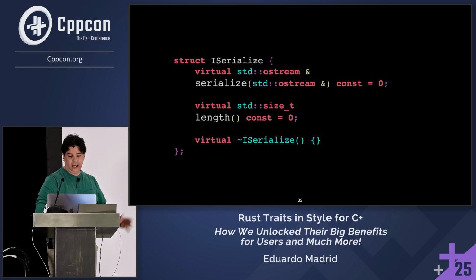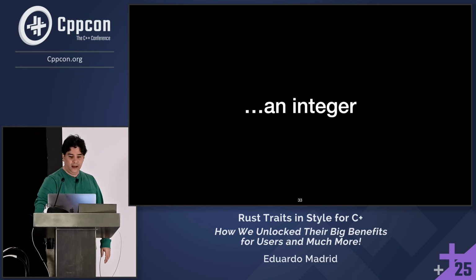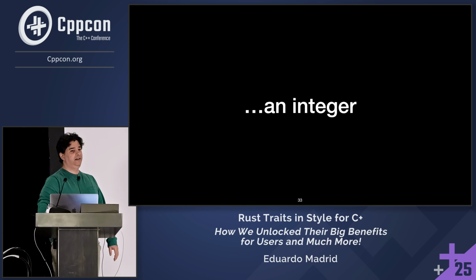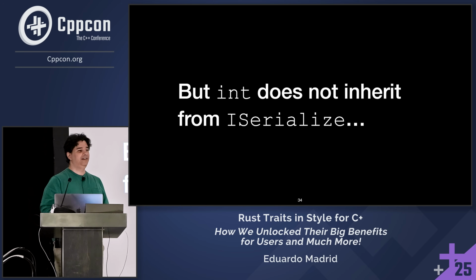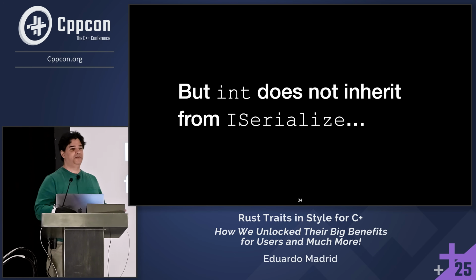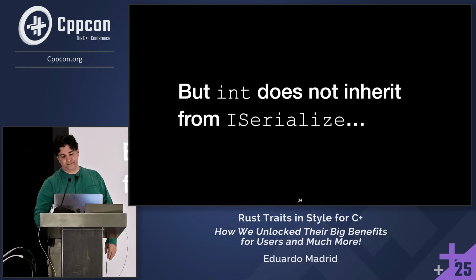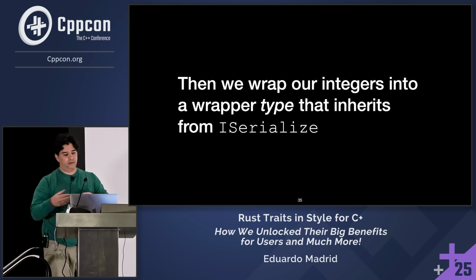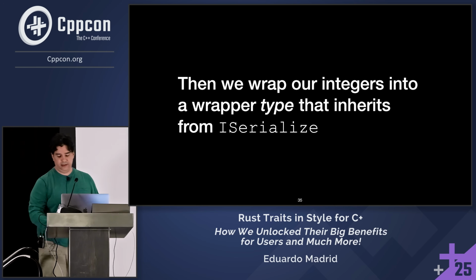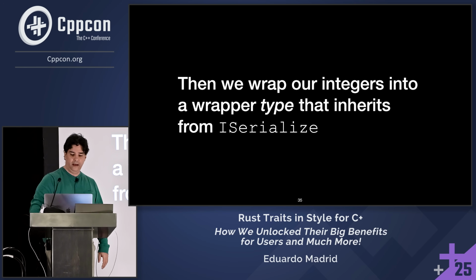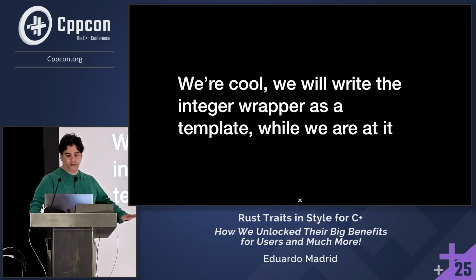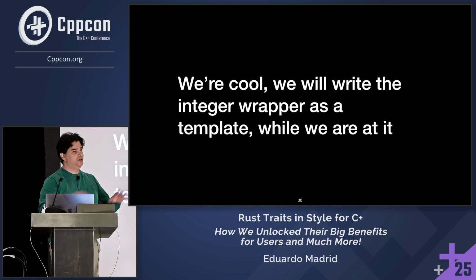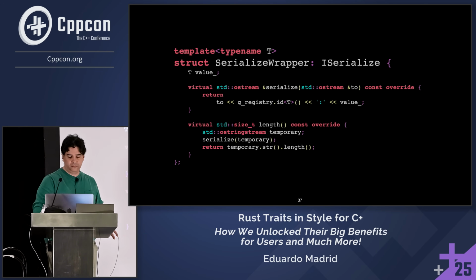Okay. So I hope that this is not unfamiliar code for any of you, right? And what we want to serialize is an integer. But integer does not inherit from the interface of serialization. So we had to start doing busy work, which is wrap our integers into a wrapper type that inherits from the serialization interface. We're cool. We will write the integer wrapper as a template, so we solve the same issue of wrapping for everybody. Well, we are at it, and we come up with something like this.